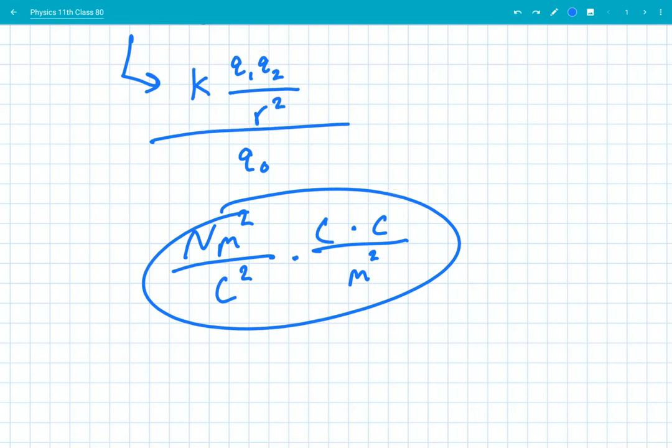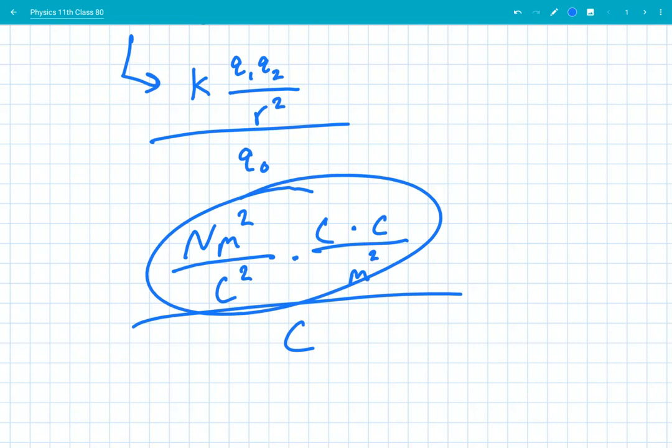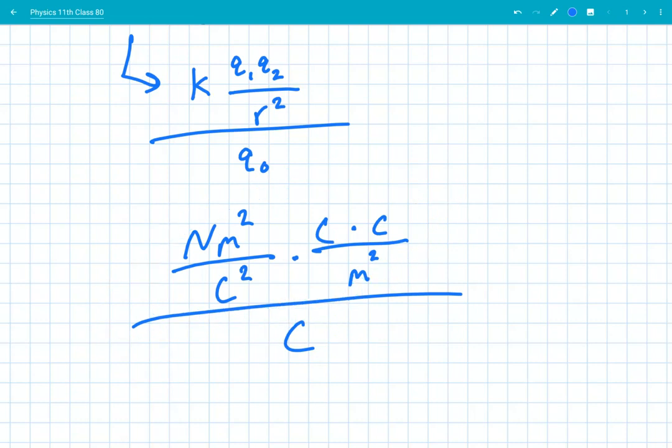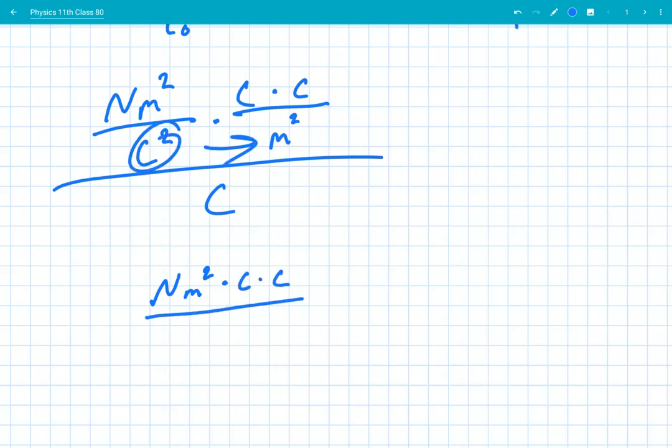Okay, now watch this. The Q sub zero that we just started talking about in this class is still on the bottom, right? Q sub zero, and that's coulombs also. So now let's simplify all of this. If I want to say all of this divided by C, that's the same as saying all of this times 1 over C. I'm also going to multiply so that it looks a little bit nicer for our next step. So I'm going to say Newton meters squared times C all over the C squared times meter squared.